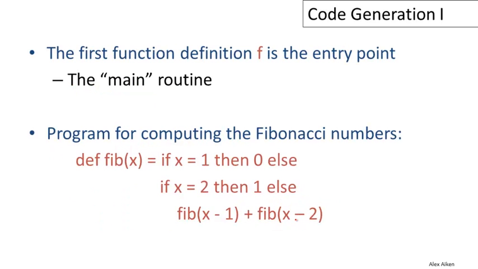Now we'll just say that the first function definition in the list is the entry point. This will be the main routine, or the function that gets run when the program starts. And this language is expressive enough to write a Fibonacci function, and here it is. It's just a standard definition. If x is 1, then the result is 0. If x is 2, the result is 1. Otherwise, it's the sum of fib of x minus 1 and fib of x minus 2.